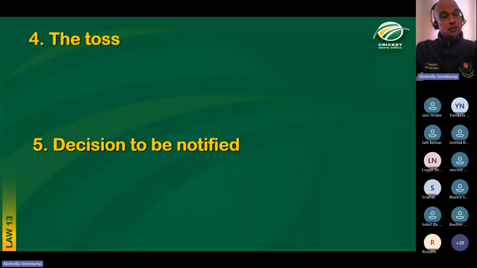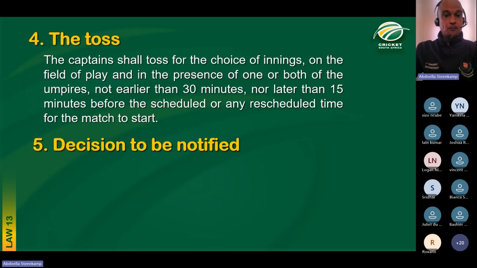When it comes to the toss, let's see who needs to be there, where, and timings as well. So the law in terms of the toss wants the captains to be present and at least one of the umpires. Preferably both umpires need to be present, but if both are not available, at least one. So who needs to be present? Both captains and at least one umpire.